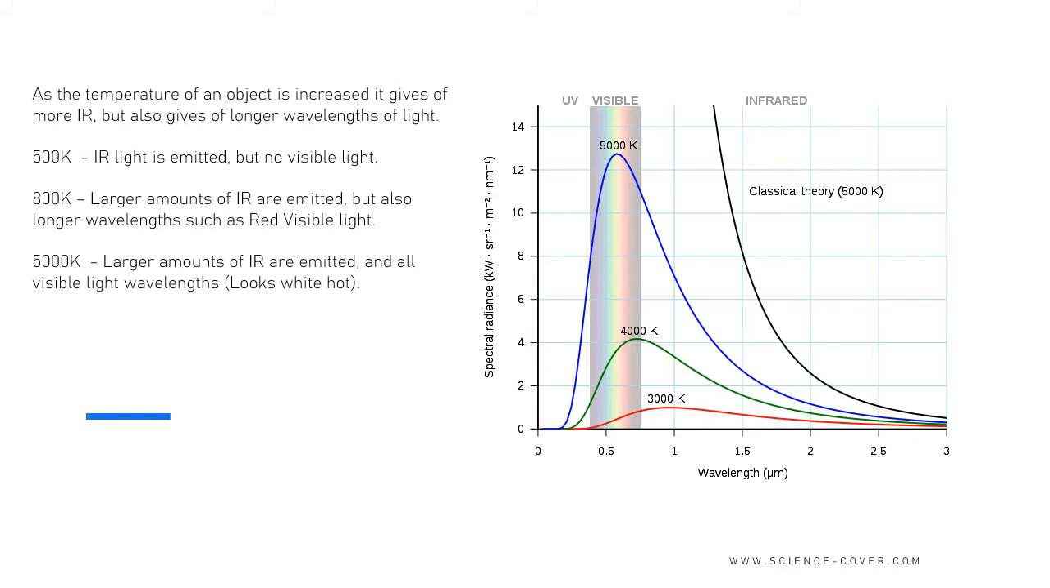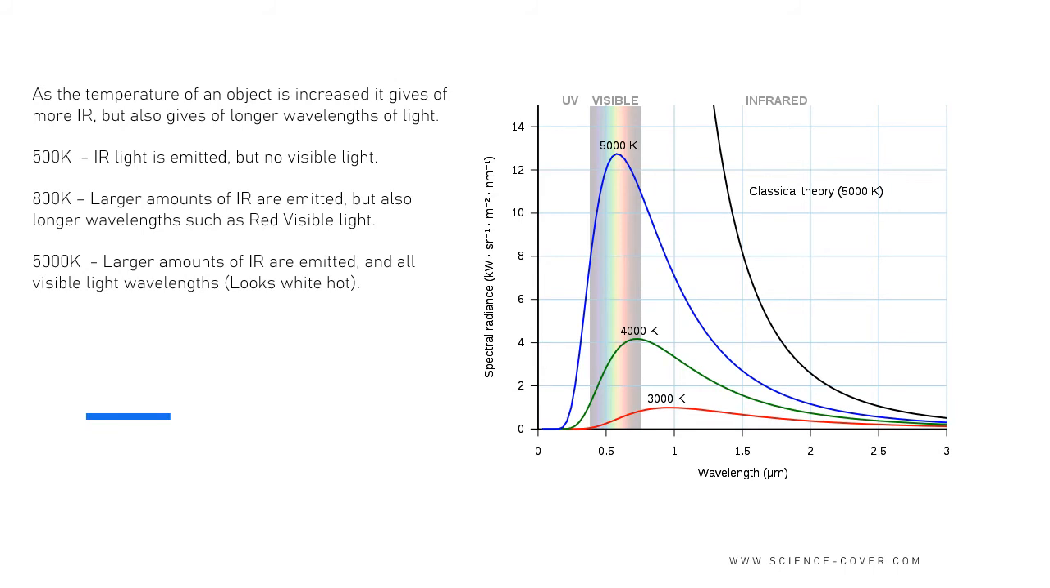So here on this graph, you can see the temperature ranges and where the peaks are actually found. So at about 500 Kelvin, infrared light is emitted, but no visible light. So we can't see an object glowing or giving off its own light at 500 Kelvin. As we start to approach 800 Kelvin, then larger amounts of infrared light are emitted, such as the red visible light. So we start to see the object glow at about 800 Kelvin.